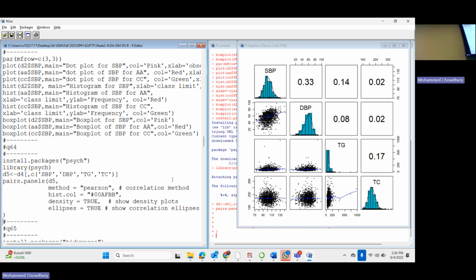And this one is the scatter plot of total cholesterol and diastolic blood pressure. Here is total cholesterol, here is diastolic blood pressure. And these are the correlations. So the highest correlation that we are seeing, 0.33, is the correlation between SBP and DBP.